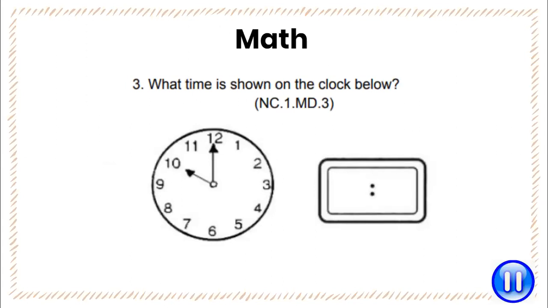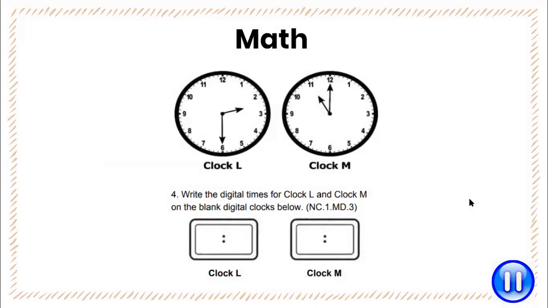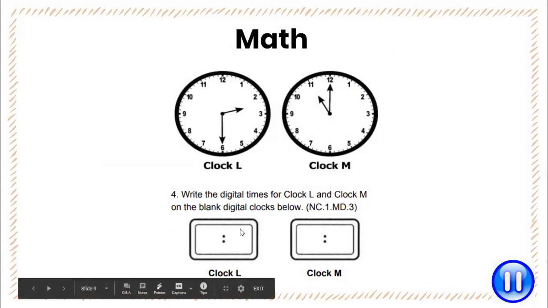Number 3. What time is shown on the clock below? You may pause the video and write your digital time here. Number 4. Write the digital times for clock L and clock M on the blank digital clocks below. Here is clock L. Write the digital time below. Here is clock M. Write the digital time below. You may pause and write your answer.